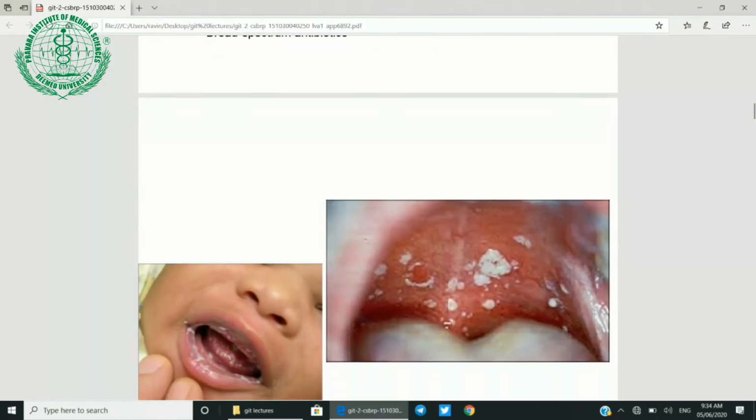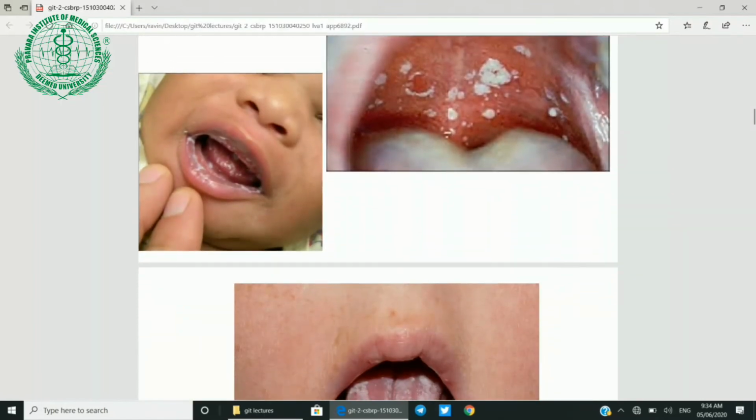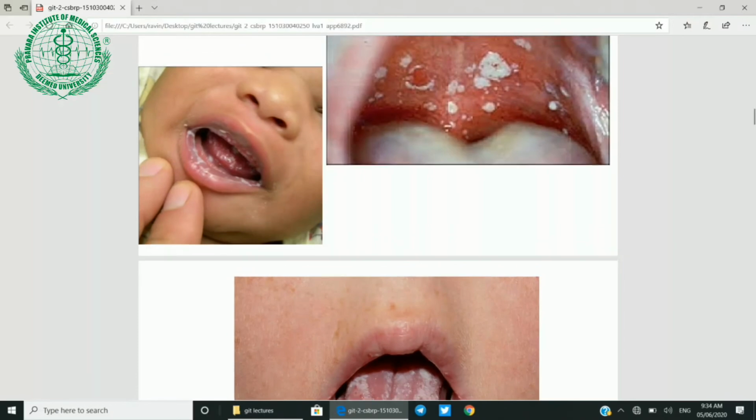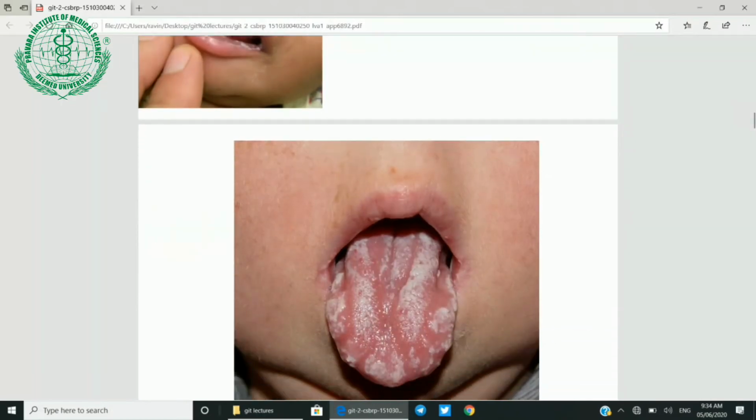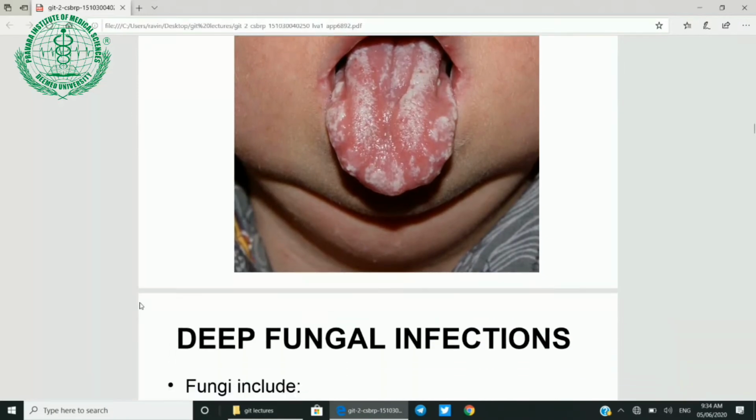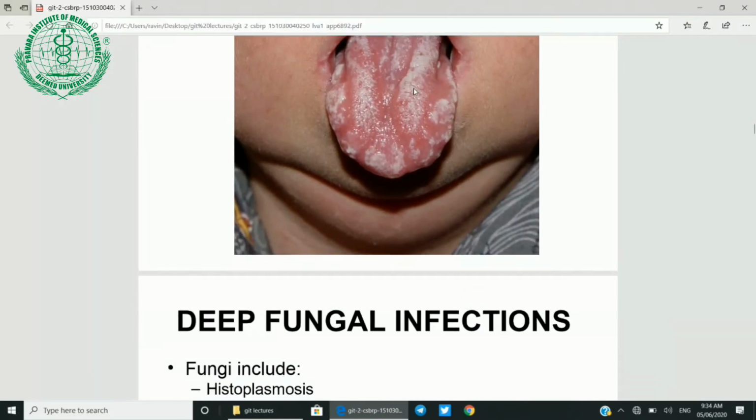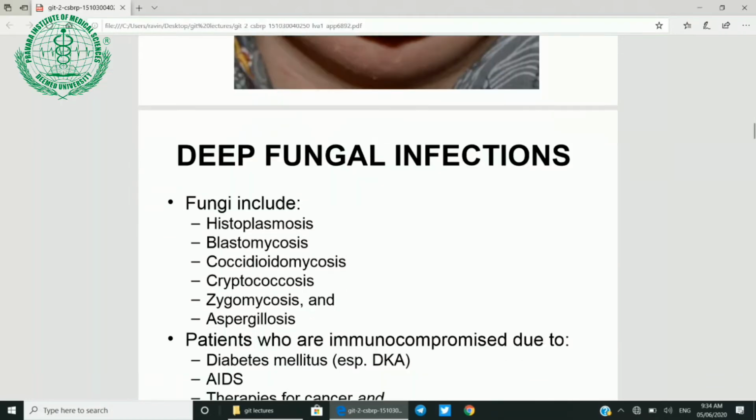This is a very important history, and once you see this picture, I don't think you will forget it. This is a very classical example of oral thrush in a child. You can see it on the mucous membrane and on the tongue, beautiful pictures of oral candidiasis or thrush.